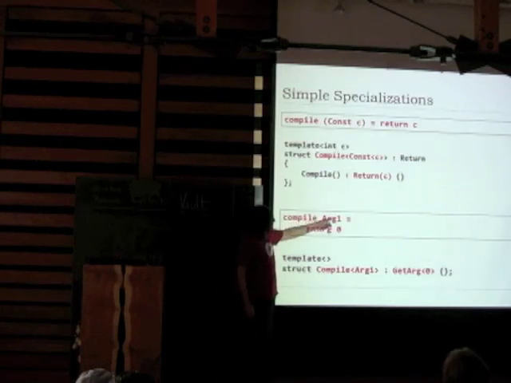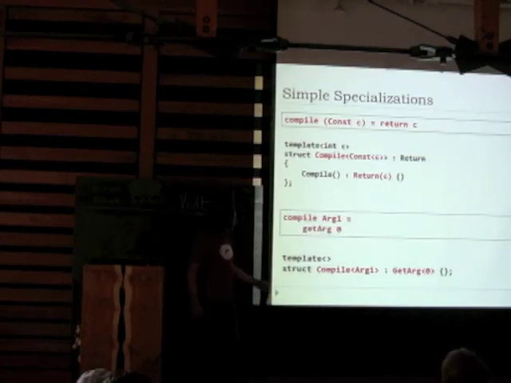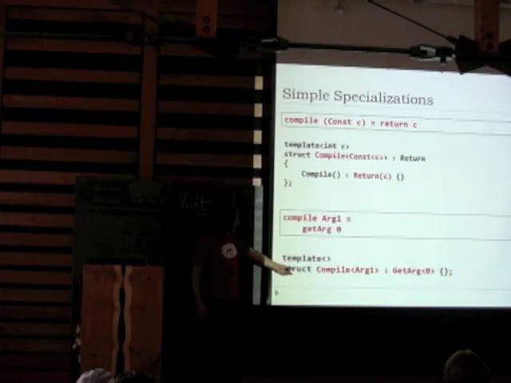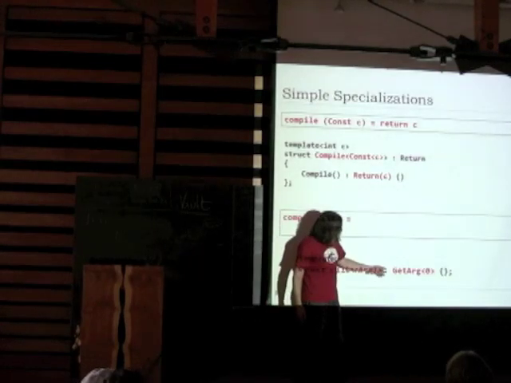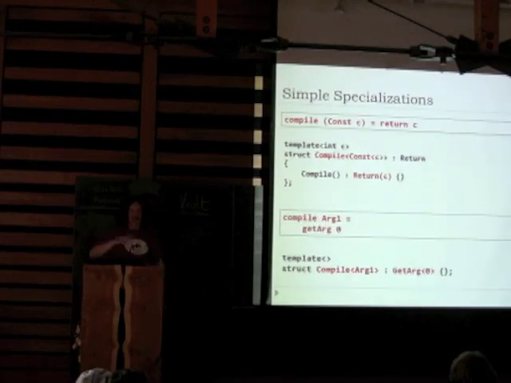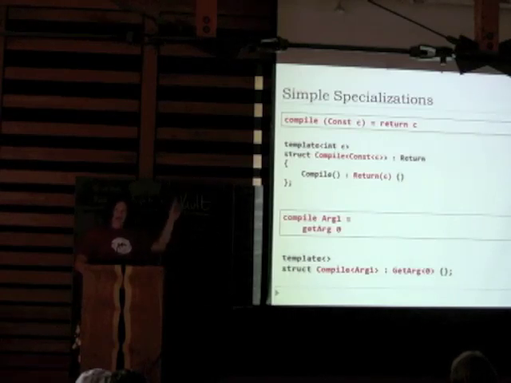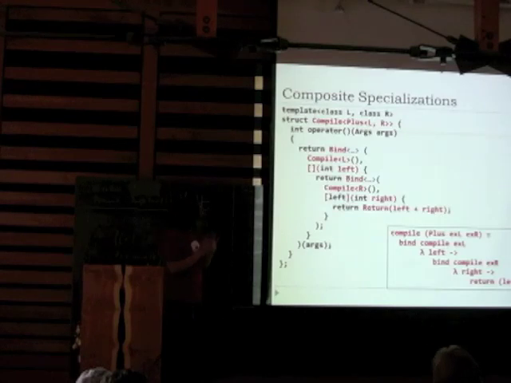When I compile arg1, I really don't have to do much. I just use get arg of 0, right? Same in C++. So this is a specialization of compile for arg1. It just inherits get arg of 0. It is just get arg of 0. Inherits means it is equal. That was my meta function that I defined in the beginning, get arg of int. Here's the beautiful code, okay? You should be able to understand it now. This was my teaser.